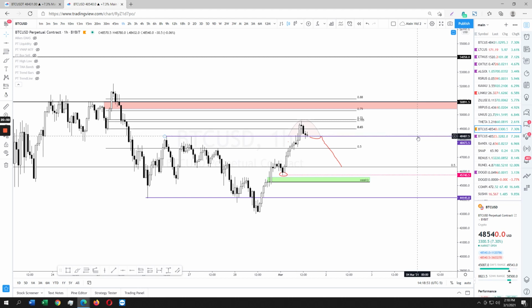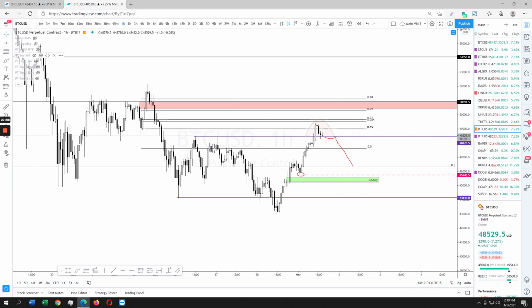48,000, nuke under 48,000.4 and target the bottom of the range, mid of the mid range, not the bottom, mid range. And if we do happen to get back above for a higher high or for a div, you want to target this area as your main short. So something like this, and then go down.